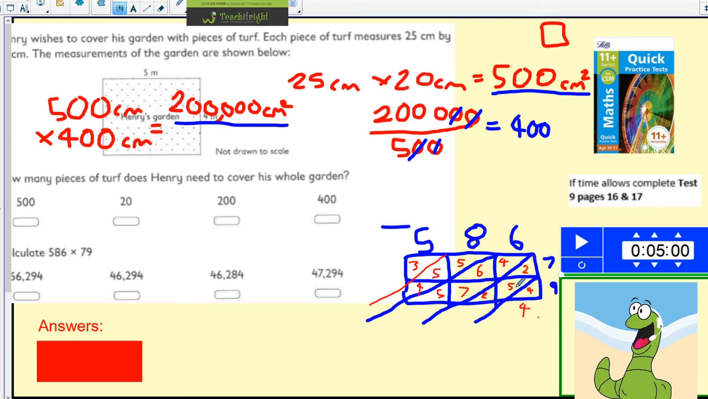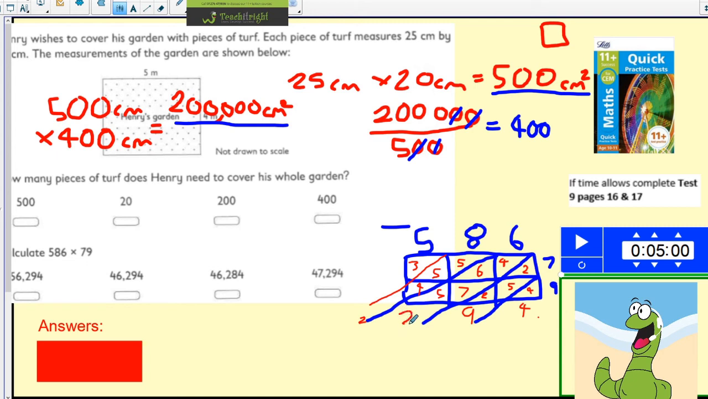I've got 2 plus 2 plus 5, so that's 9. I've then got 4 plus 6 plus 5 plus 7. Well, that's interesting, it's going to be over 10. We'll see what happens here. So 4 plus 6 is 10, plus 7 is 17, plus 5 is going to be 22. So we carry the 10s up here.